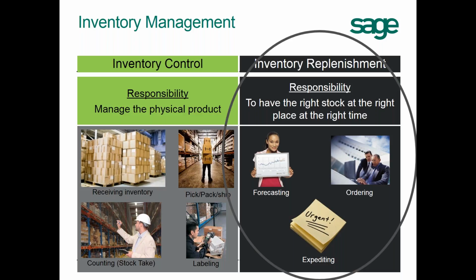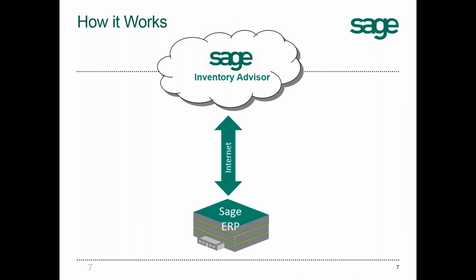Now, if it does identify items that you're out of or about to run out of, it'll alert you, especially based on those items that are critical to your business. Now, the way it works is Inventory Advisor is a cloud-delivered service. Sage will set up your instance of Inventory Advisor on a Sage-provided server, which is represented graphically at the top in the cloud. It will set up a connector through the internet to connect to your Sage ERP server. That connection is highly secure. It is encrypted with keys on both ends. Your instance of Inventory Advisor is unique to you. Only you have access to it.